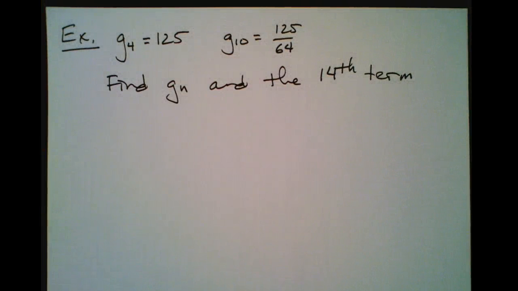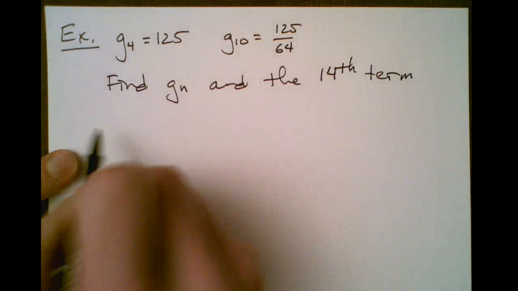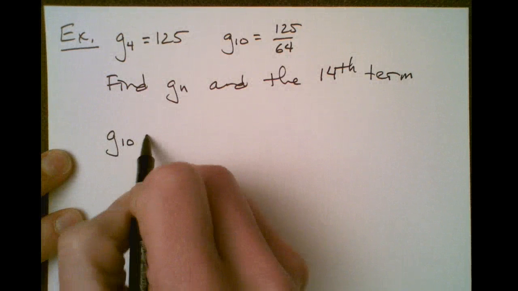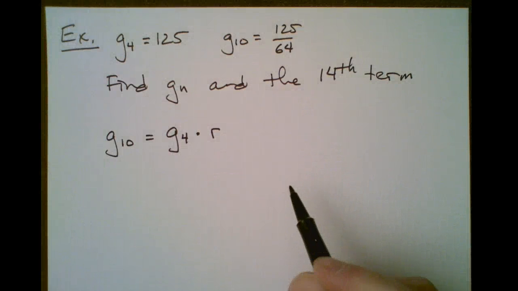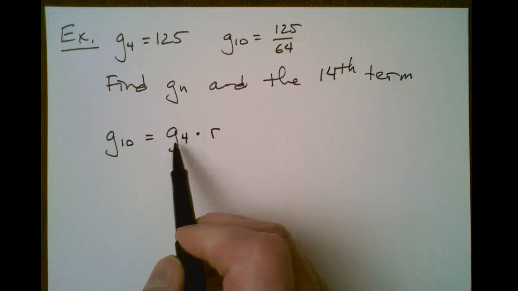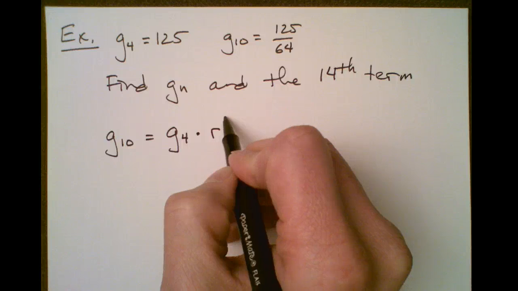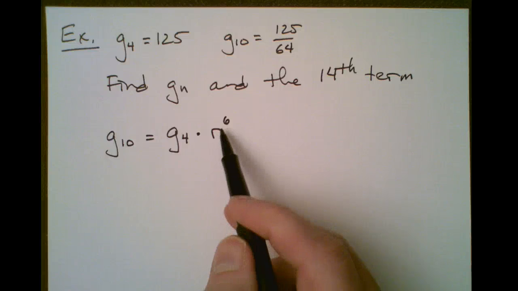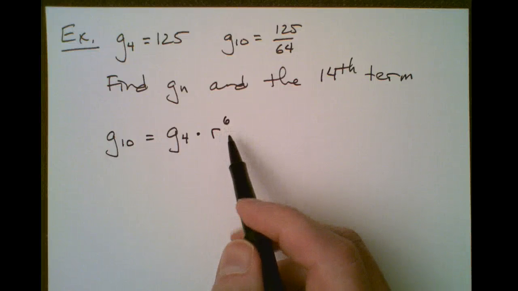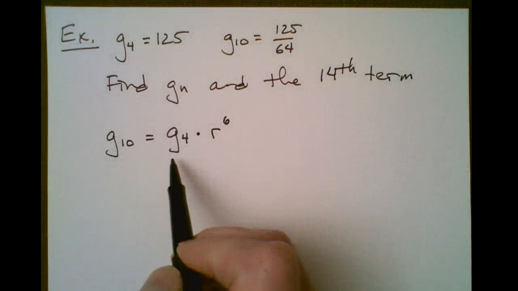So we're going to go through a process that's similar to what we did with arithmetic sequences. There's a relationship between the 10th term and the 4th term. To get to the 10th term, how many times do I have to multiply the 4th term times r? Well, I've got to go from 4, 5, 6, 7, 8, 9, 10. So I'm going to have to multiply by the common ratio 6 times. Remember, repeated multiplication, we use exponents. So this 6 really just came from 10 minus 4.